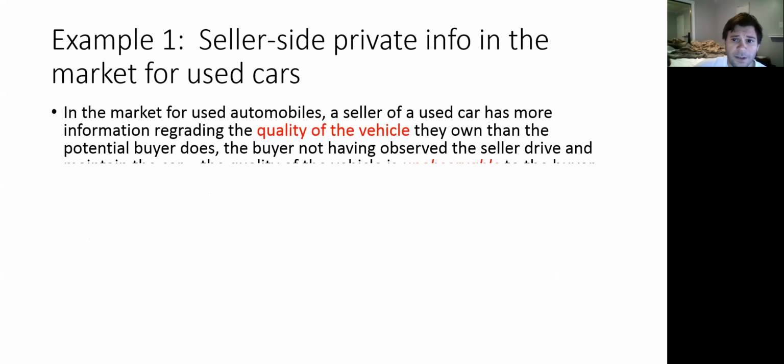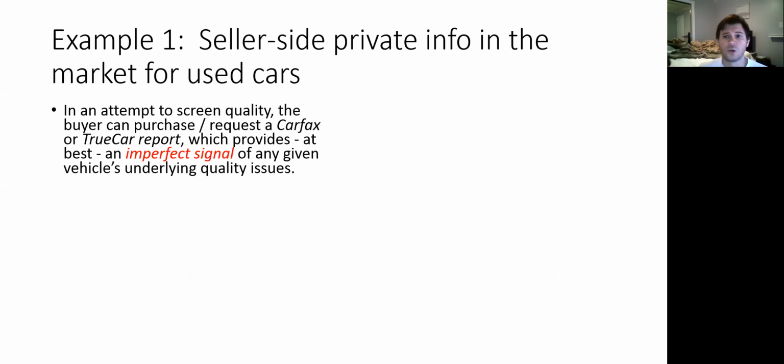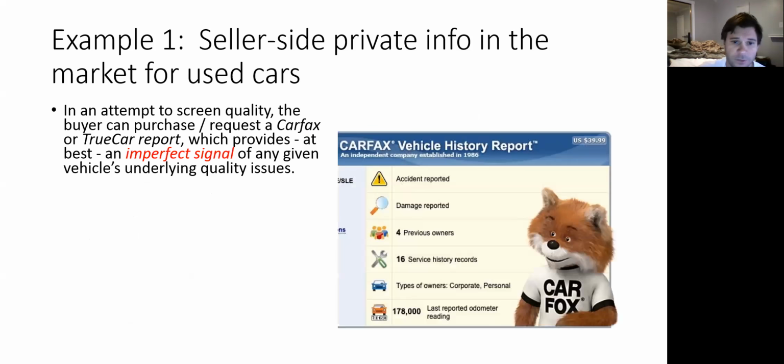In an attempt to screen the quality, the buyer can try to purchase things like a Carfax report or a TrueCar report, which I'm going to argue here provides at best an imperfect signal of any given vehicle's underlying quality issues. You might be familiar with the Carfax report, which provides some data on a vehicle's history in terms of accidents, service, and owners, and as you can see here, they're reporting even the odometer reading.